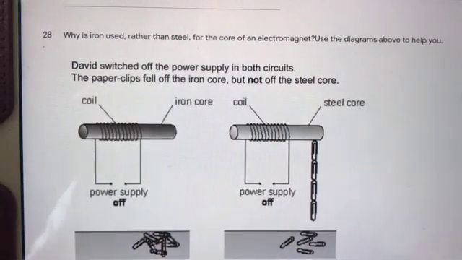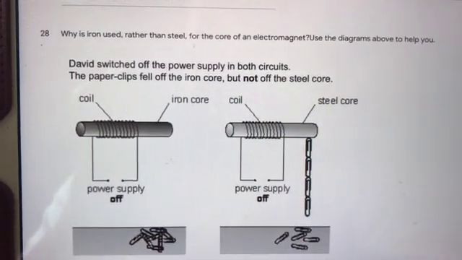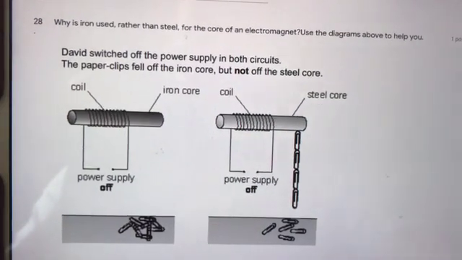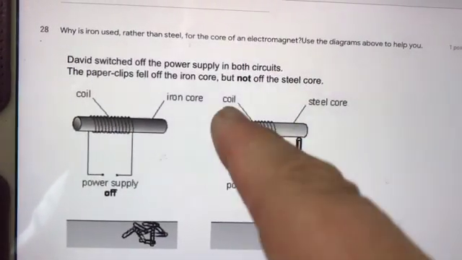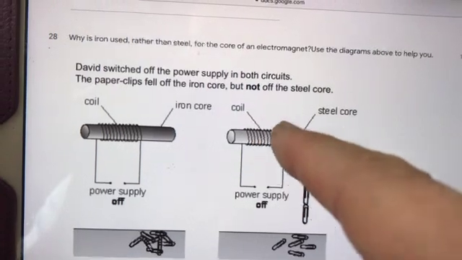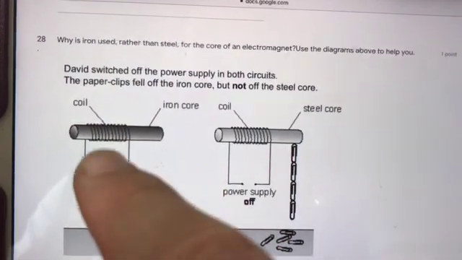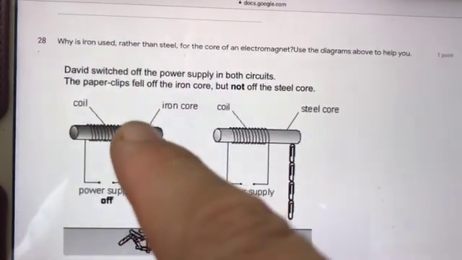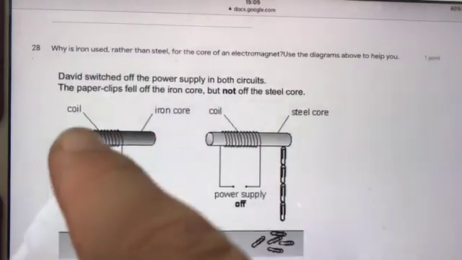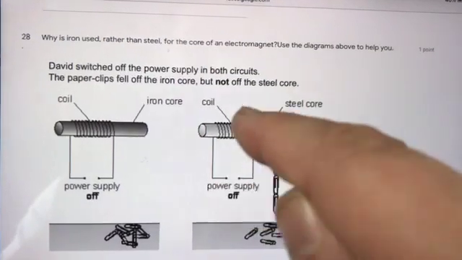Think about using it in a scrapyard, picking up a car. You don't want, once you've picked up a car, never to be able to put it down again. That's what you'd get if you made the core out of steel. By making it out of iron, you get a magnet you can turn on and off. So the key idea here is that iron stops being a magnet when the current stops, whereas steel stays magnetic.